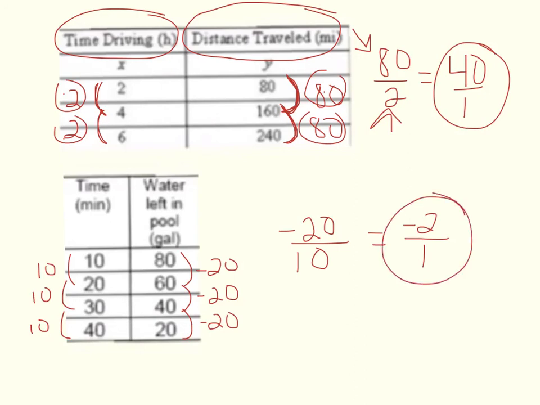That's your rate of change, negative 2 over 1, which means there's water left in the pool and the time per minute. So negative 2 over 1 would be your slope. Or it's decreasing at 2 gallons per minute.